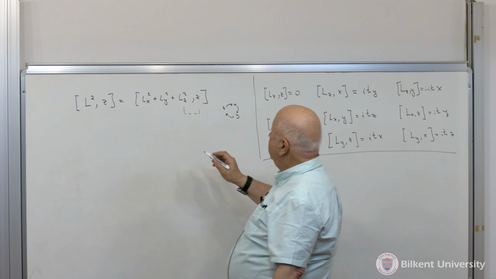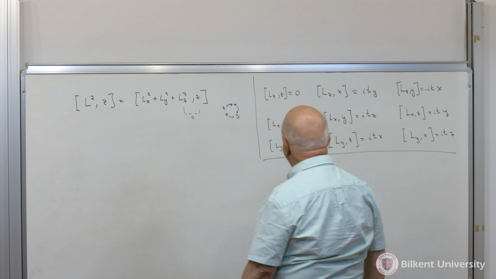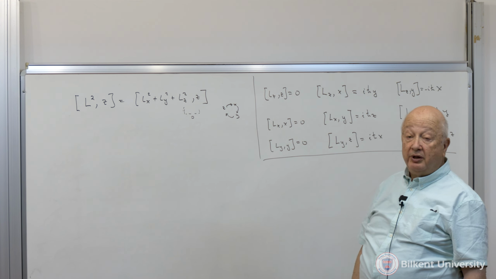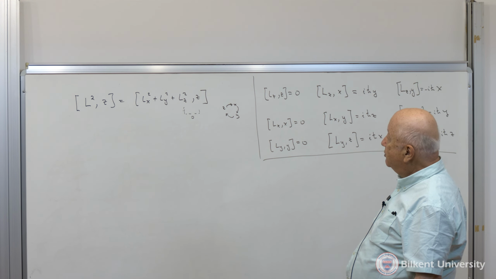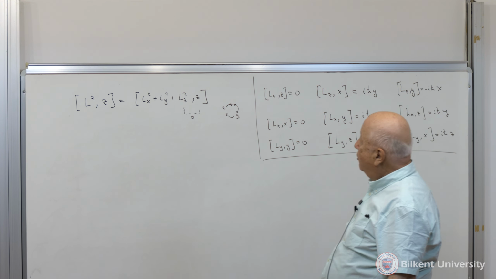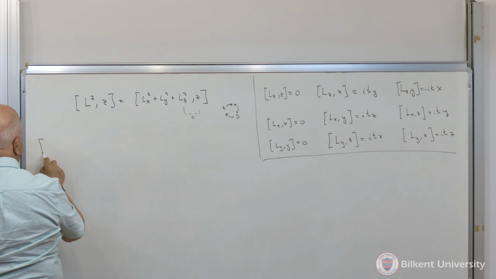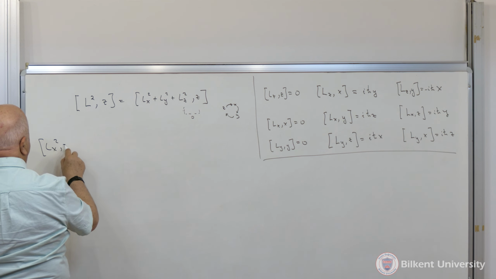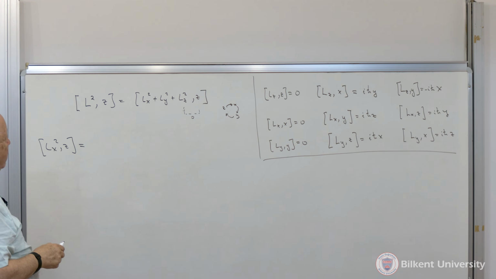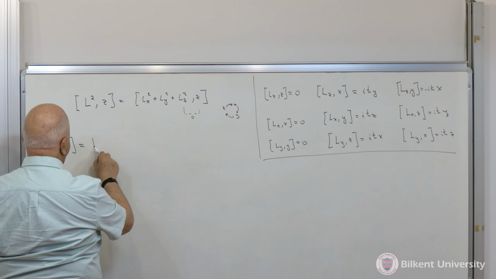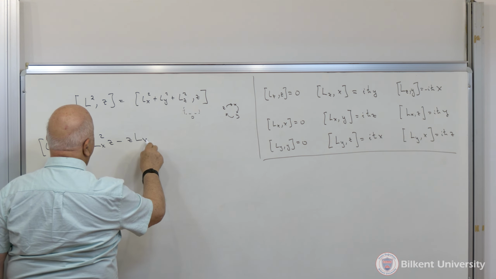So Lz squared with z, that's the simplest one. It just gives you 0, right? Because Lz commutes with z, so it will commute with Lz squared also. Now I am going to need things like Lx squared with z, which is, let's just expand this, Lx squared z minus z Lx squared.